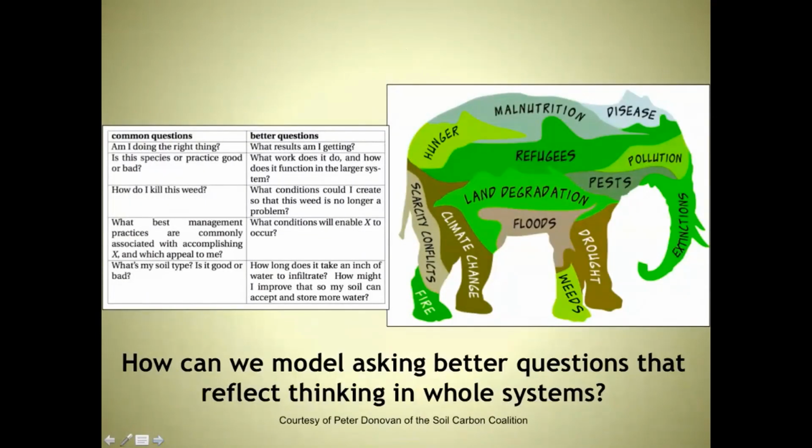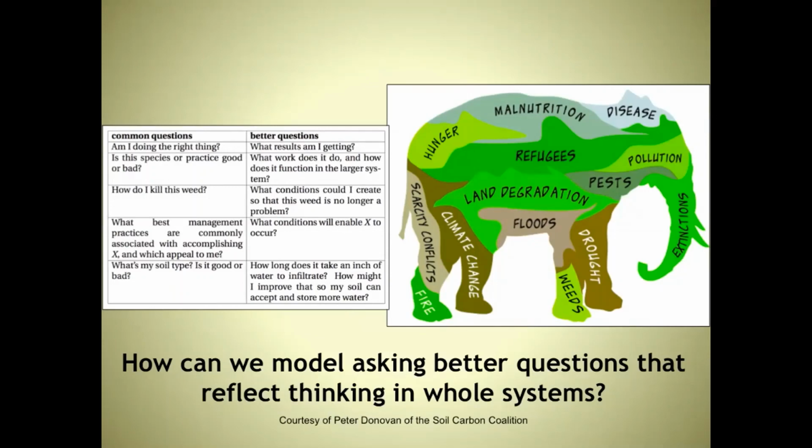As we get into our discussion period, I would like to encourage everyone to think about asking better questions. Reflect thinking on whole systems. The image on the right here is the elephant in the room. This was designed by Peter Donovan, one of my colleagues and mentors from the Soil Carbon Coalition. And I think it's self-explanatory, but just in case, I'll just say, we could focus a lot on disease. We could focus a lot on scarcity conflicts and climate change and weeds and which plant is better to do this and which one is better to do that and how do I do this very specific thing.